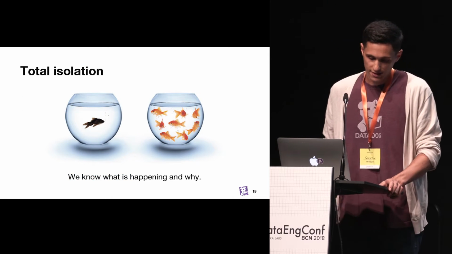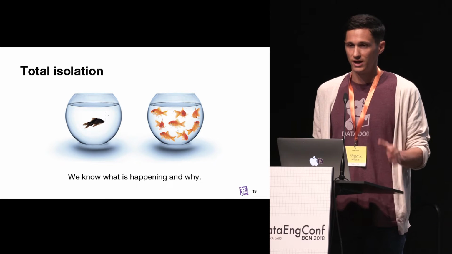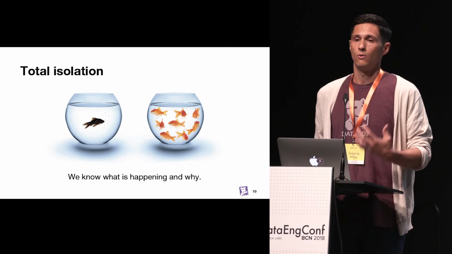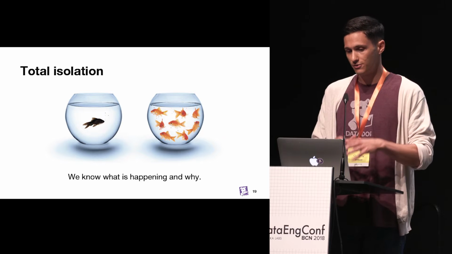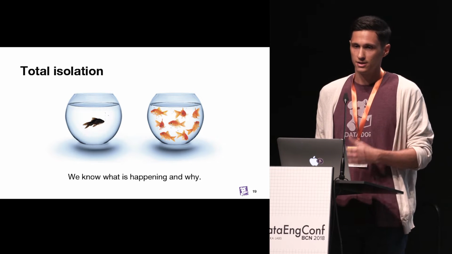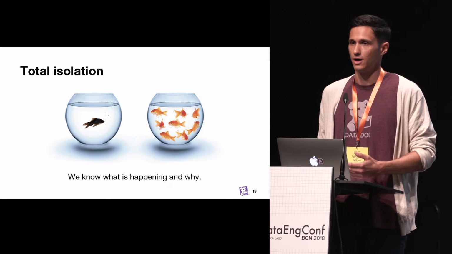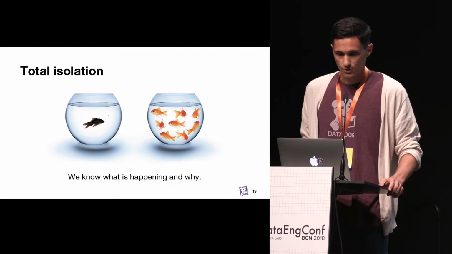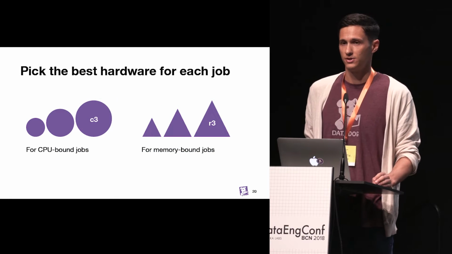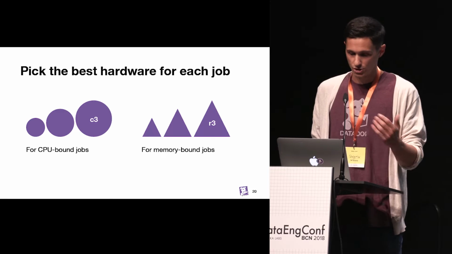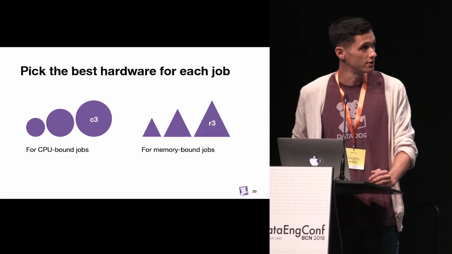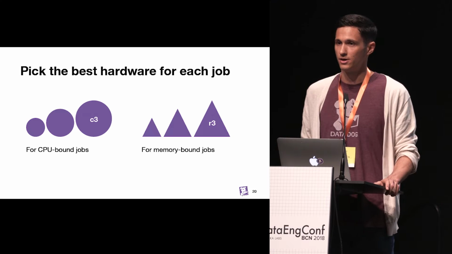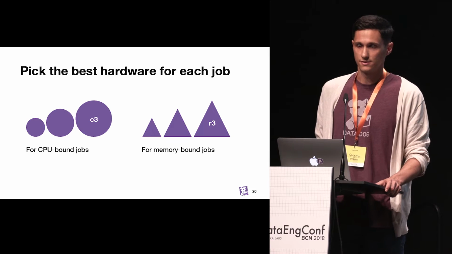So we do this because it has several advantages. The first one is that we have total isolation between the jobs. So we know when there's an issue, we know why it's happening. Like we know what job is causing the issue. Whereas if you have dozens of jobs running on the same cluster, it may be harder to figure out what job caused the out-of-memory errors or what job caused the disk space issues. So isolation is good. We can also tailor each cluster for the need of every job. So if we have a job that is very CPU bound, we're going to use the C3 instance family in AWS if you're familiar with it. Or if the job is using a lot of memory, we're going to use R3 instances.